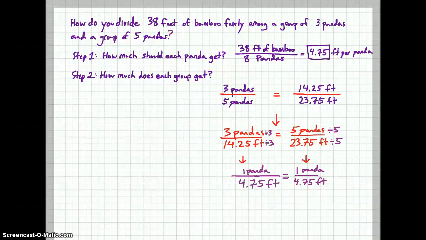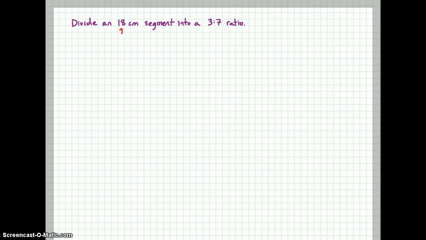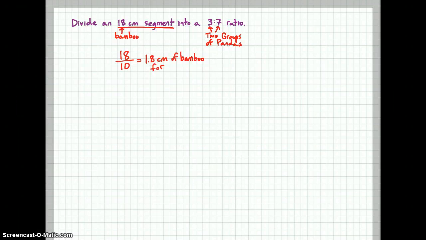Alright, let's look at an example now where we lose the pandas. Here's the problem. Divide an 18 centimeter segment into a 3 to 7 ratio. So let's think of the segment length as bamboo. And the 3 and the 7, guess what those are? Those are your 2 groups of pandas. How many total pandas do we have? 3 plus 7, 10 pandas. So we take the total bamboo and divide it among all 10 pandas. Each one gets 1 and 8/10 centimeter of bamboo.